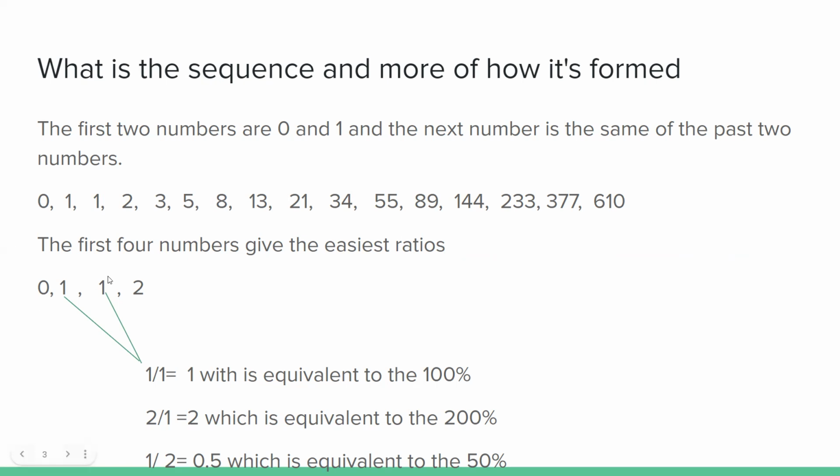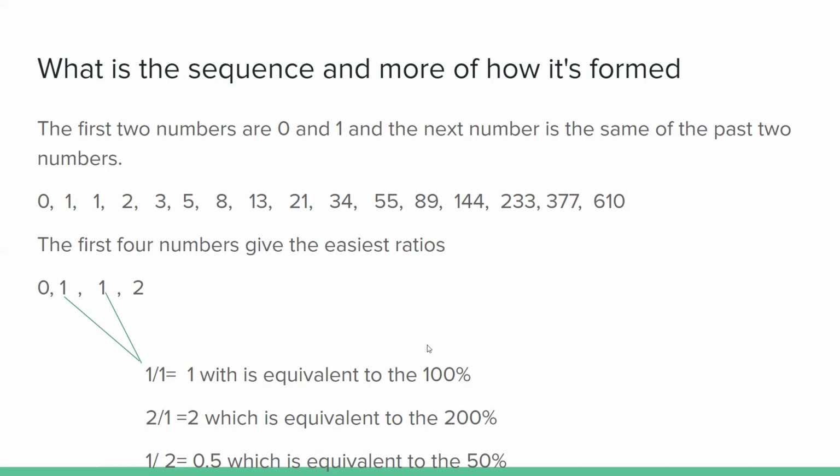So the first four numbers give us the easiest ratios. That's the first one, two, three, four. What am I saying? If you divide 1 by 1, you get 1, which is equivalent to a 100% ratio. If you get 2 divided by 1, you get 2, which is equivalent to 200%.